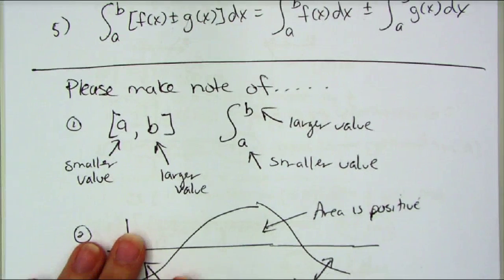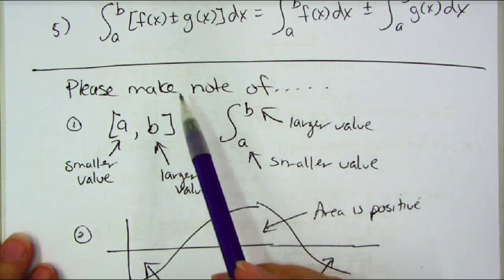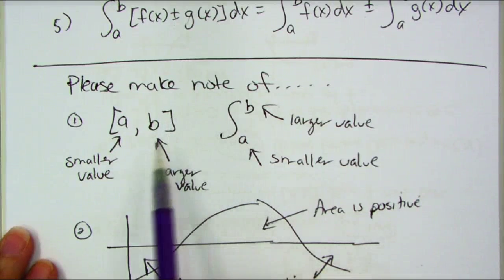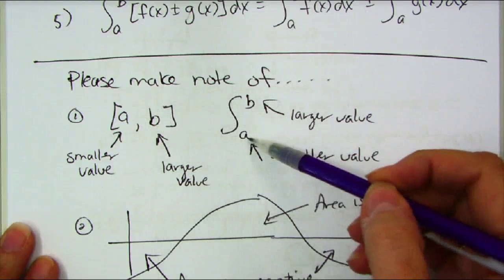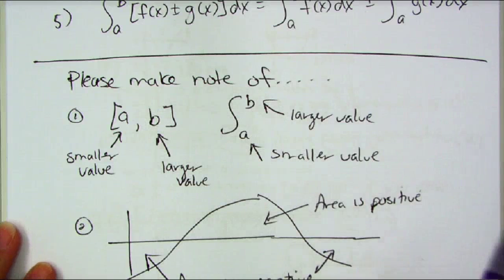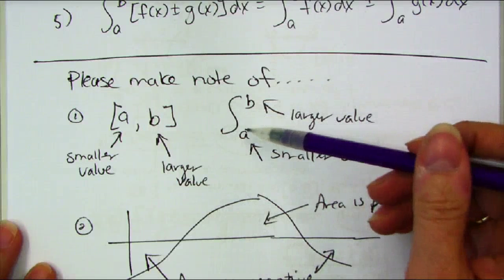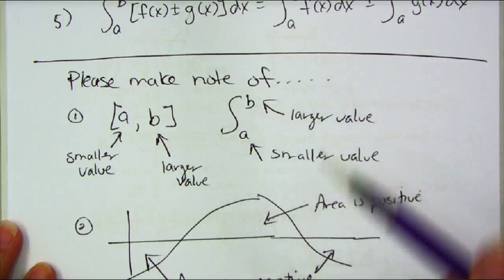Before I get started, one more time, I want to make note that if my interval is from a to b, b is the larger value, goes on top, and a is the smaller. You need to make sure you verify that. Or in other words, on the x-axis, this is the far left, this is the far right.